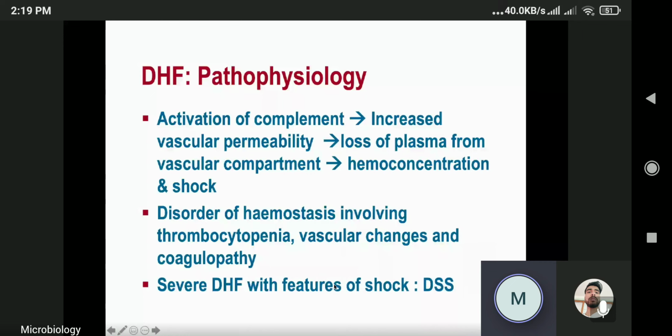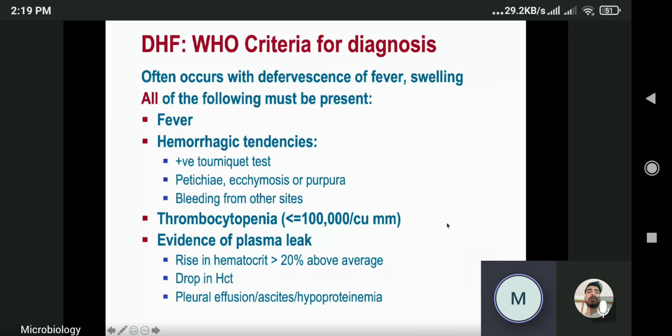So these are the WHO criteria for the diagnosis. The patient will have a fever and a hemorrhagic tendency, that is a positive tourniquet test, petechiae, ecchymosis, purpura. Here, due to the decreased platelet count, the patient will have petechiae or ecchymosis or purpura.